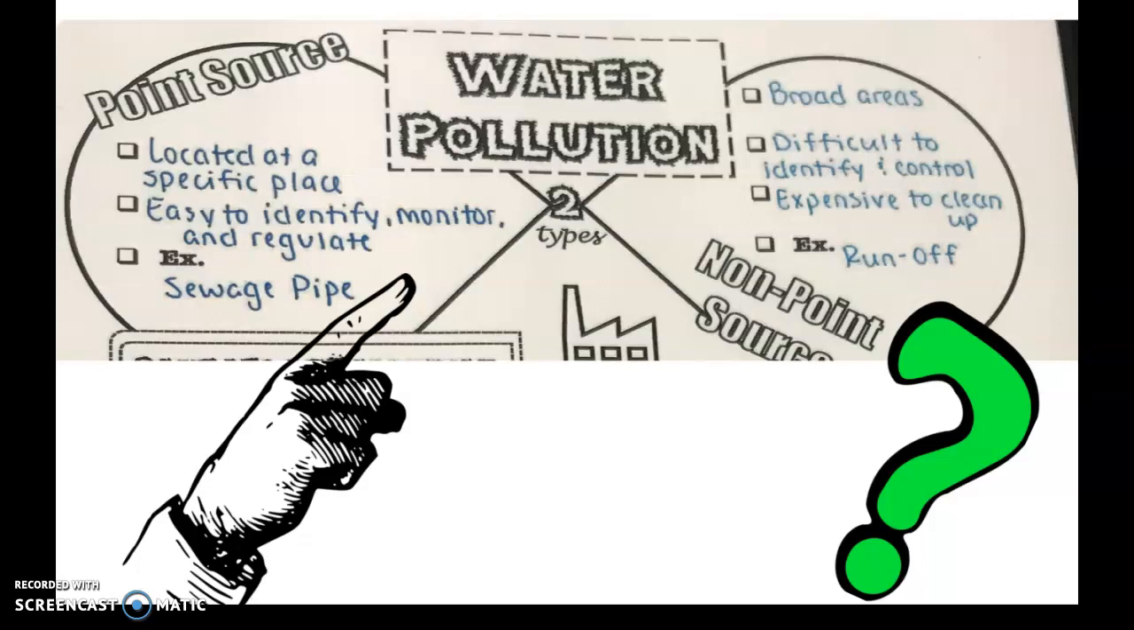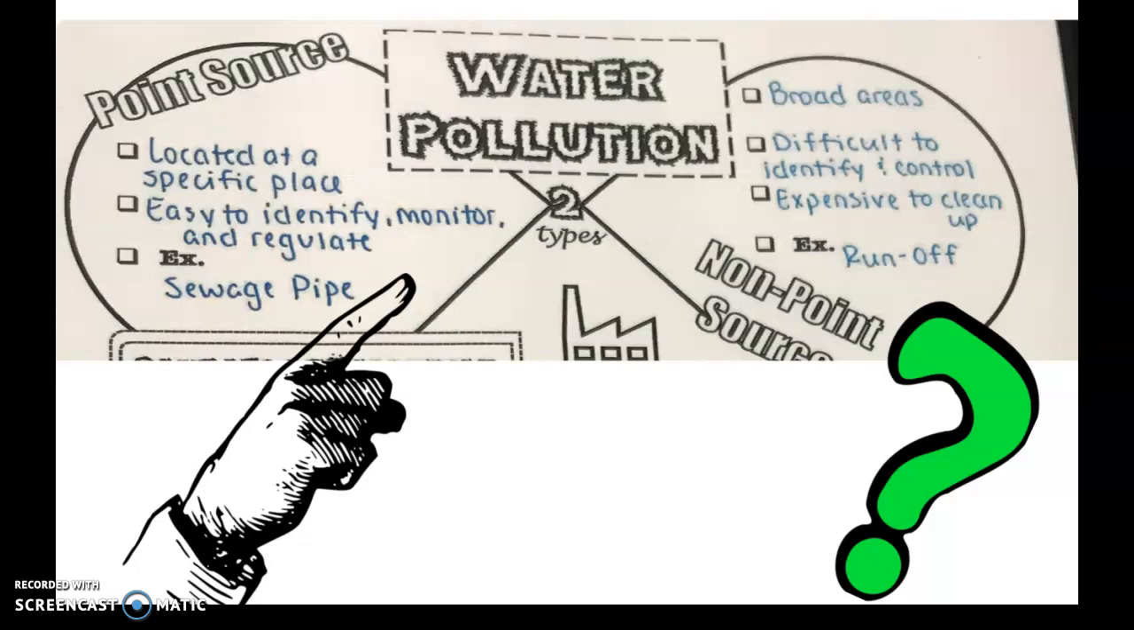On the other end of the spectrum, we have what we call non-point sources, and these are water pollutants that are typically found over broad areas. Again, they're difficult to identify and control because we don't know where they're coming from. We can't exactly say you're doing this, so you need to stop. So it's difficult to control.